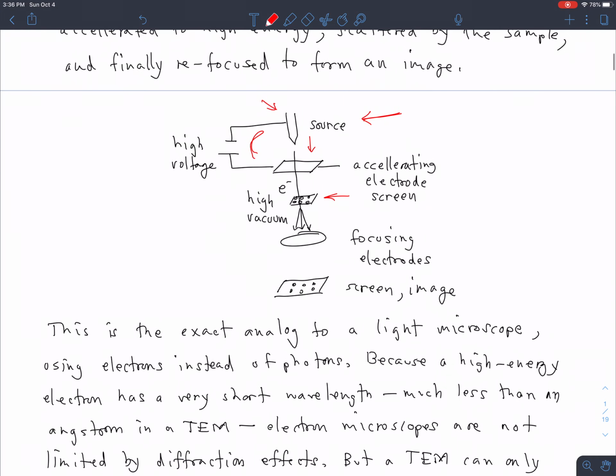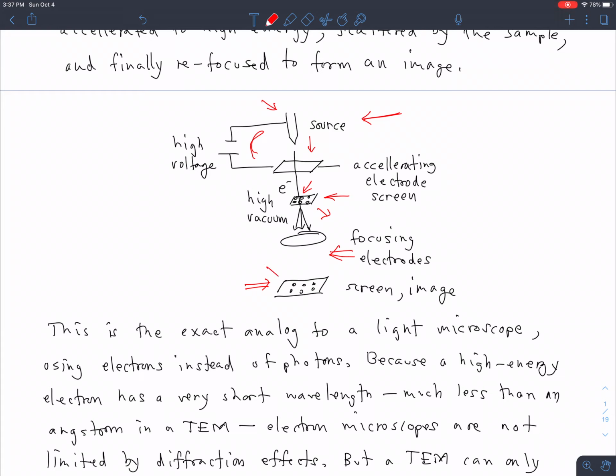Whatever that happens to be, the electrons then hit the sample and they're deflected or diffracted. And then there's some focusing electronics that come after that, so the electrons are refocused, and the focusing results in dark spots wherever there is an atom or some other thing that blocks the electrons in the sample, and a light background wherever the electrons got through without being deflected. So that's exactly what a light microscope does.